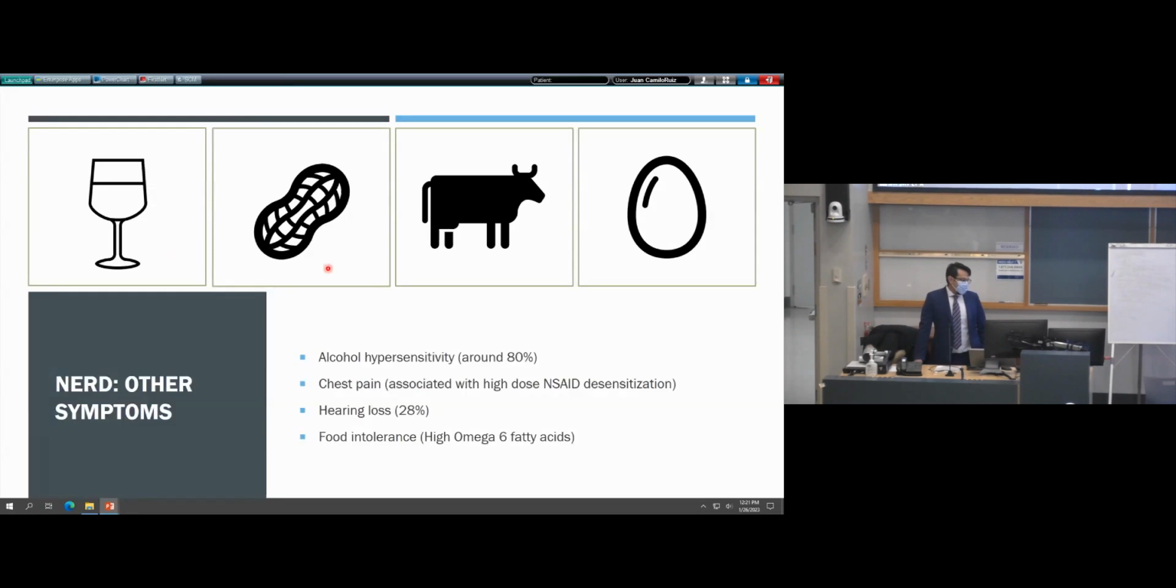In terms of chest pain, they have a lot of chest pain, particularly associated with NSAID desensitizations. Some of this chest pain can be associated with coronary vasospasm in eosinophilic coronary artery disease, but sometimes it could be pleuritic in nature. Other side effects include hearing loss from polyps in the oral area and food intolerance. So patients sometimes react to high omega-6 fatty acids like egg yolks and fried foods.